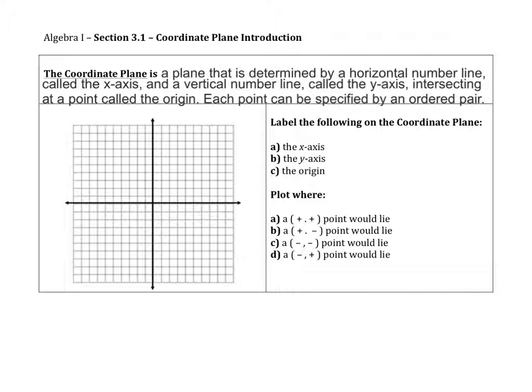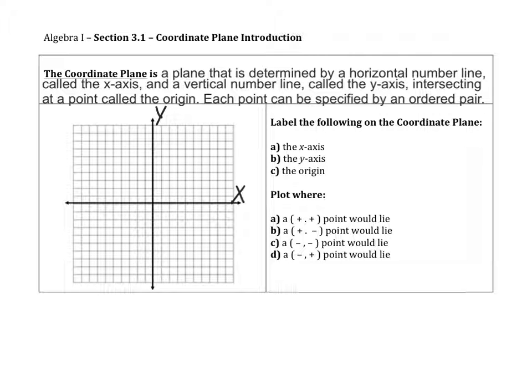Given this definition, I have set up a coordinate plane for us to label and identify the different parts of the coordinate plane. First, they want us to identify the x-axis, then the y-axis, and then the origin. So let's do that first. According to the definition, the horizontal number line is called the x-axis. So horizontal is this one, so let's label it as the x-axis. Next, we'll label the y-axis. According to the definition, the vertical number line is the y-axis, so the vertical line is this one, so let's label that as the y-axis.